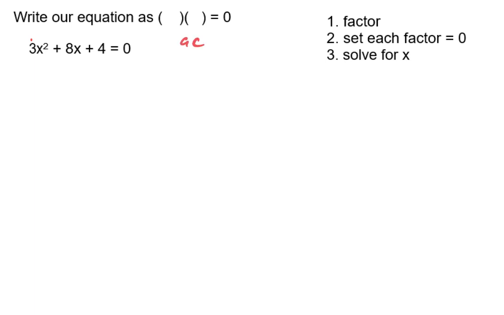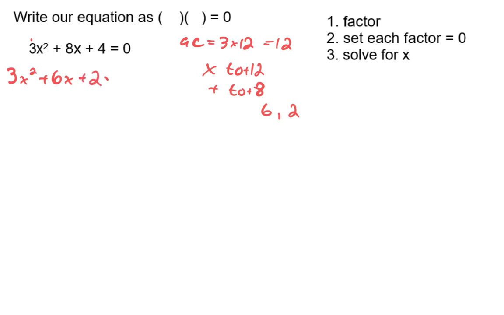So we take our a and our c and we multiply them together. 3 times 4 is 12. So we're looking for two numbers that multiply to 12 and add to that middle term, which is 8, and both of these are positive. I think our two numbers here are 6 and 2. 2 times 6 is 12, 2 plus 6 is 8. So we're going to use that 6 and that 2 to break up that middle term. This is going to become 3x squared plus 6x plus 2x plus 4 equals 0.